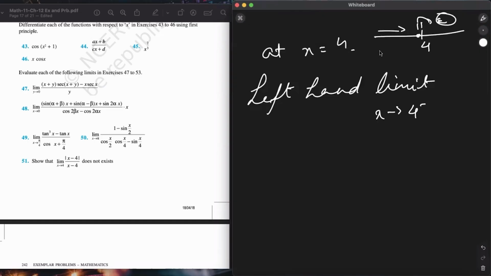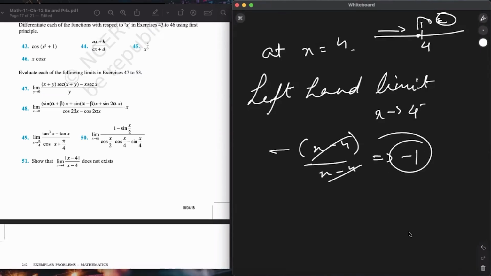You're getting my point, right? So what happens is, if you stop there, your modulus will return a negative function, minus x minus 4, and in the division also you have x minus 4, so you'll be getting a value of minus 1 if you approach the limit from the left hand side.